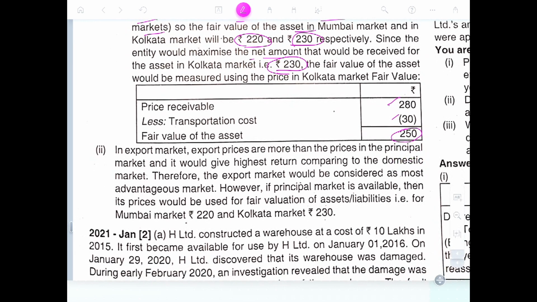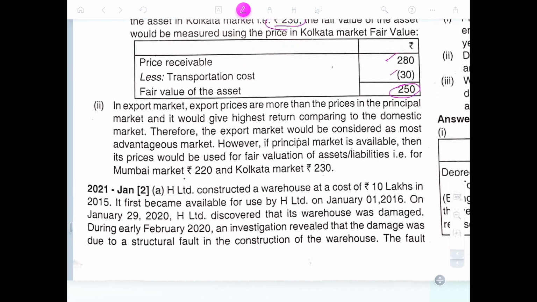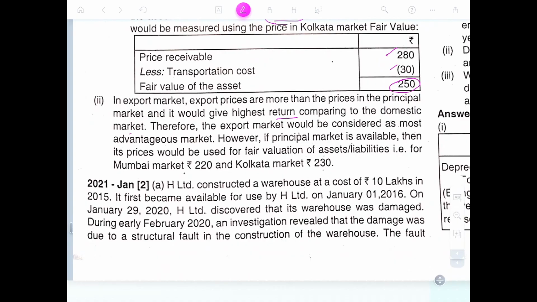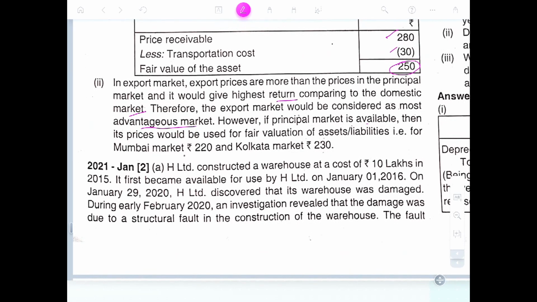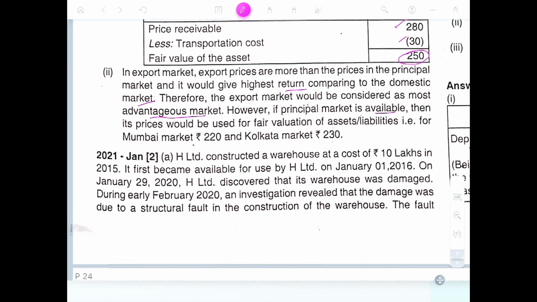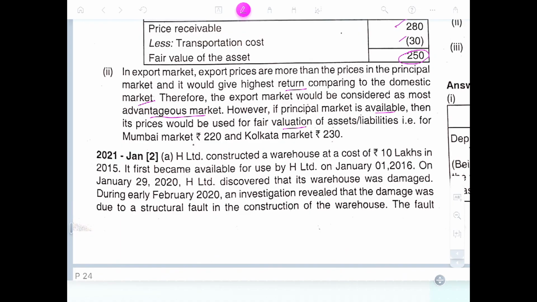The export prices are more than the prices in the principal market. It will give the highest return compared to the domestic one. Therefore, the export market would be considered more advantageous. However, if the principal market is available, then that market should be used for fair valuation of the asset. That is, Mumbai market 220 and Kolkata market 230.